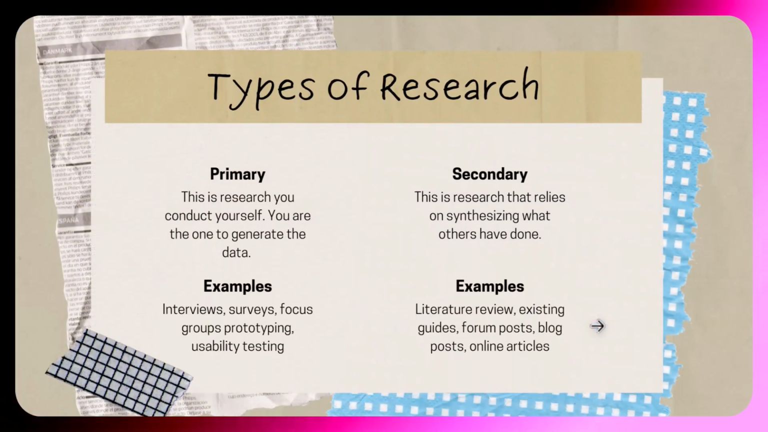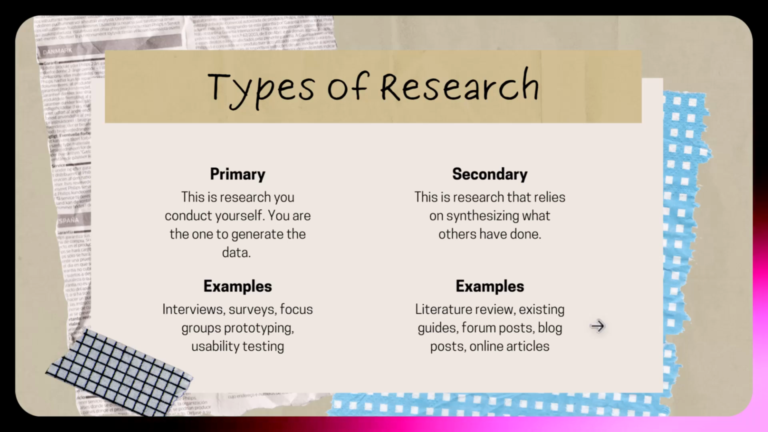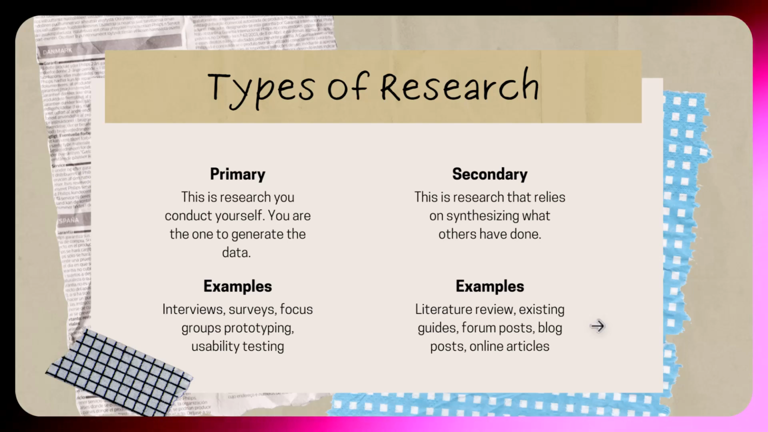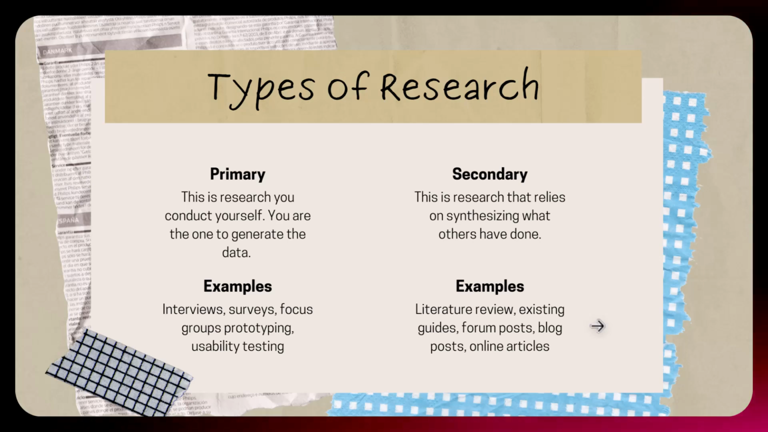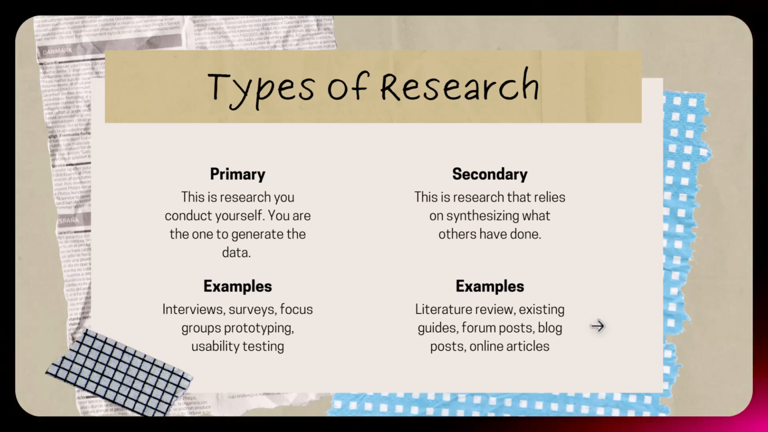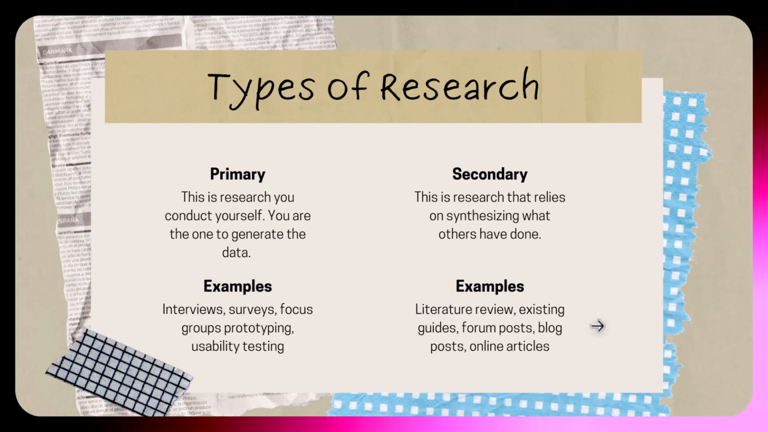All right, so there's different types of research. In general, primary research is the type of research that you do, and secondary is the kind that other people have done and that you're relying on that information. So types of primary research are things like interviews or surveys or focus groups, prototyping, usability testing. Secondary research can be like conducting a literature review, just reading anything that's existing online that's already a source. So like existing guides or reading forum posts or blog articles or something like that.